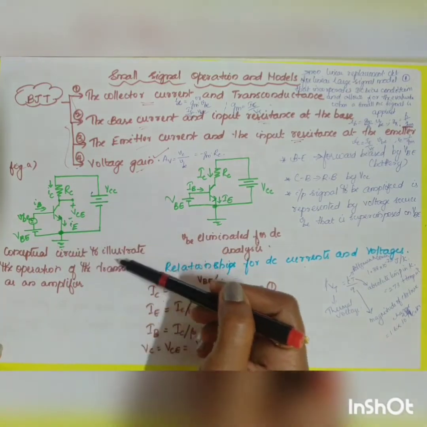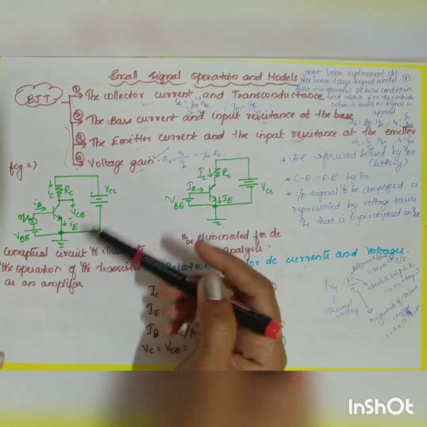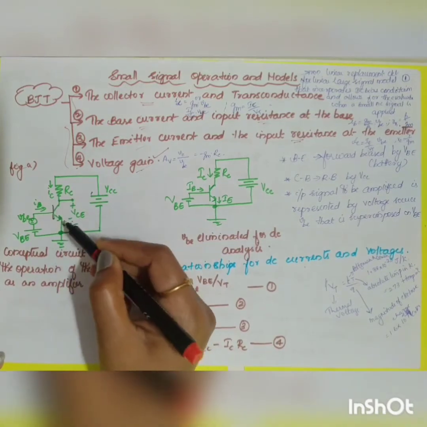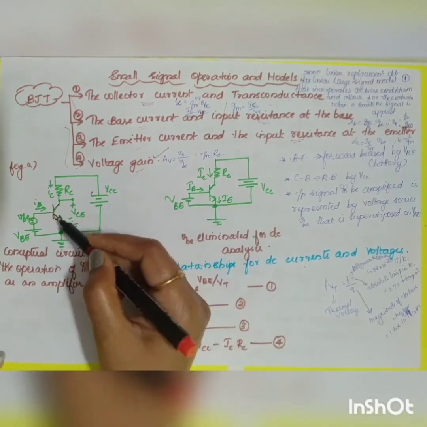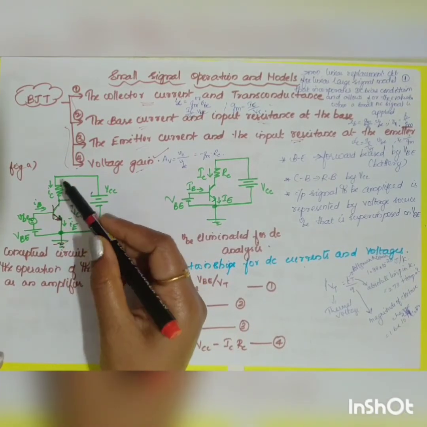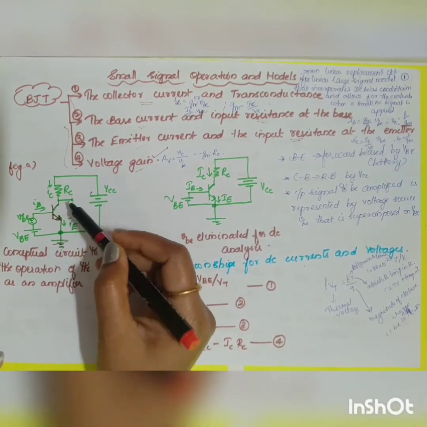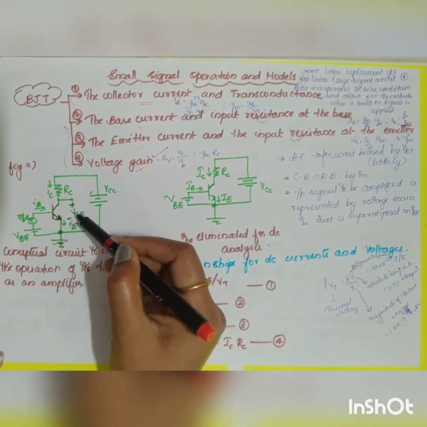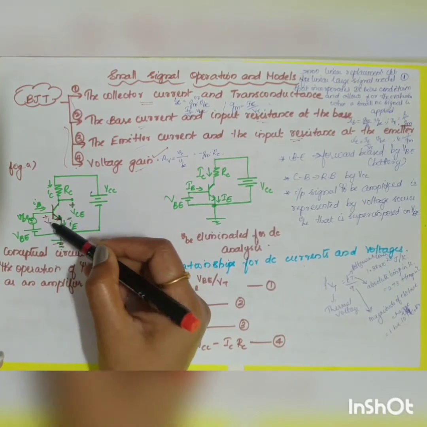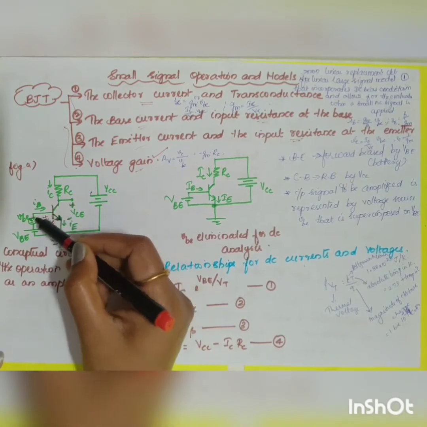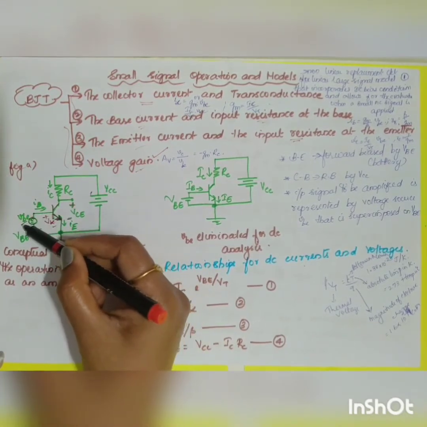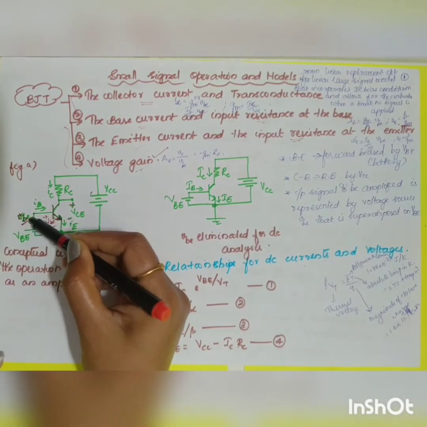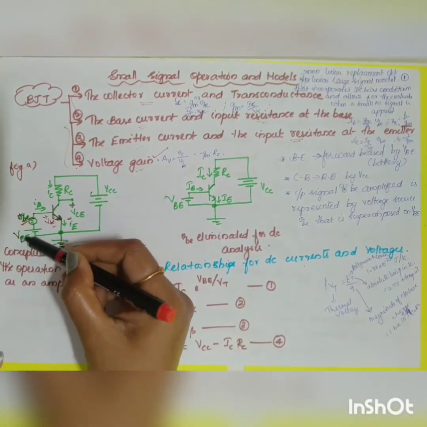This is your conceptual circuit to illustrate the operation of the transistor as an amplifier, right? So what is this configuration? Common emitter configuration, right? You have the arrow mark towards the side. So emitter will be grounded. You are giving an output resistor RC. So this is going to be a voltage VCE. Here you will be getting your voltage VBE, and here this is your small AC signal which you are giving. This is small vbe, and this is your capital VBE.